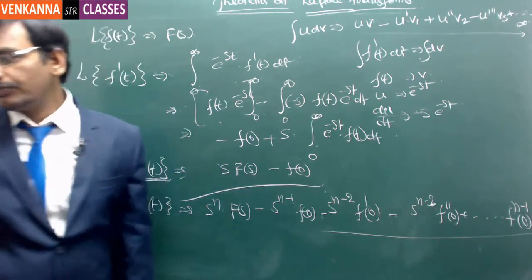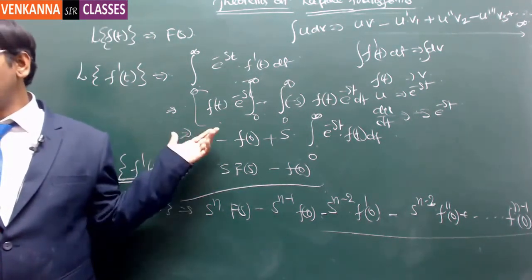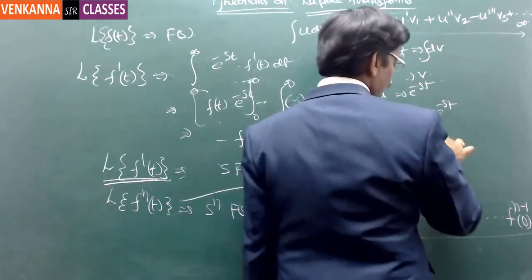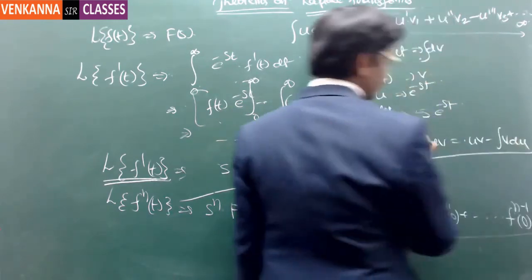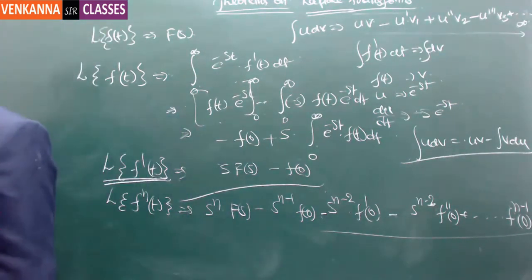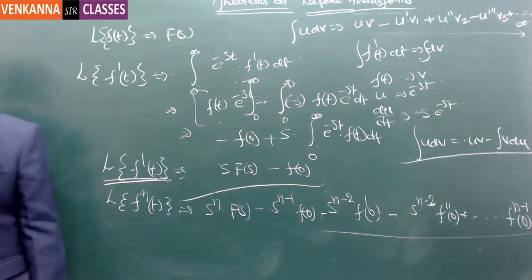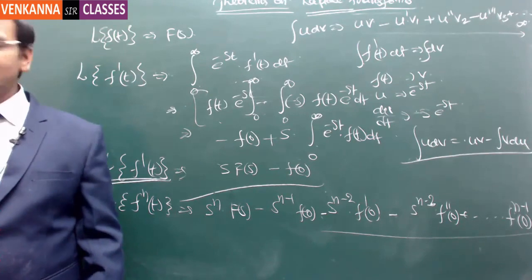Right? Hope you people are aware of what is by parts. Yesterday I explained the UV formula. So integral u dv is equal to uv minus integral v du. This is called by parts. Clear? Any questions on this? So you can note down this. Understood? Or do you have any questions on this?